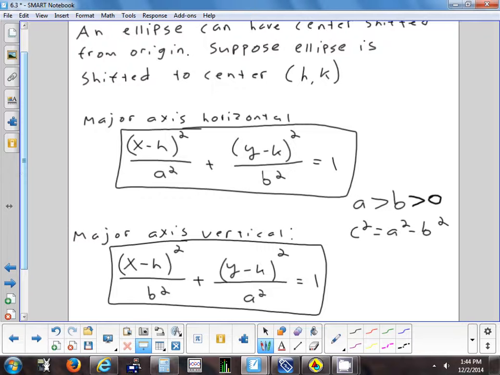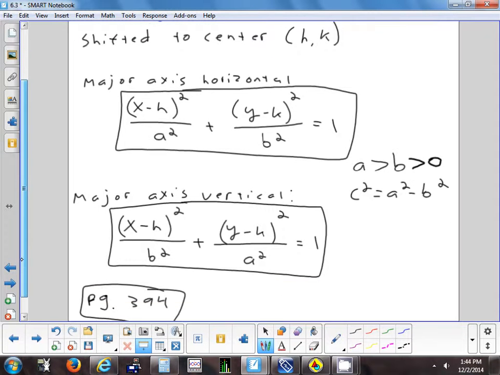Same rules. A is always bigger than b, and b is always positive. c squared equals a squared minus b squared. Notice the only difference between them is where you put a and b. Put the bigger number under x, make the ellipse horizontal. Put the bigger number under y, make the ellipse vertical. What page is this on? 394.